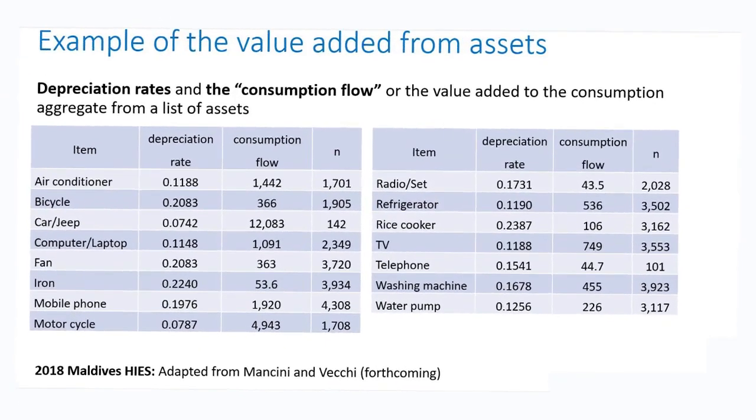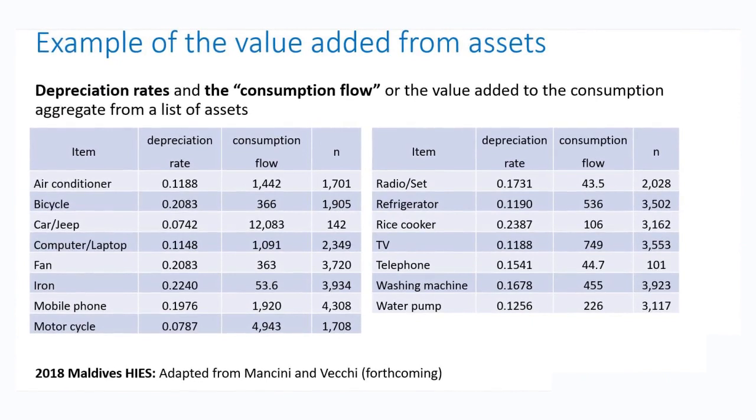This table shows the use value of durables for the 2018 Maldives survey. As you can see, some values are quite high, indicating that the household gets a high use value of the asset, and some are quite low. We use this to account for the different assets owned by the household and get an accurate measure of inequality.